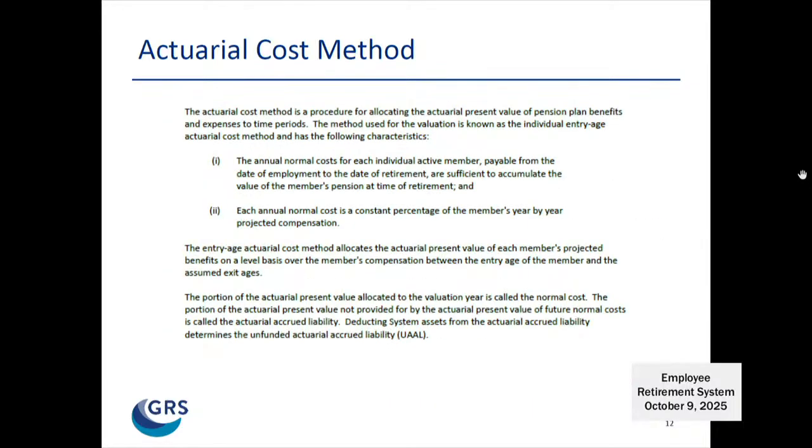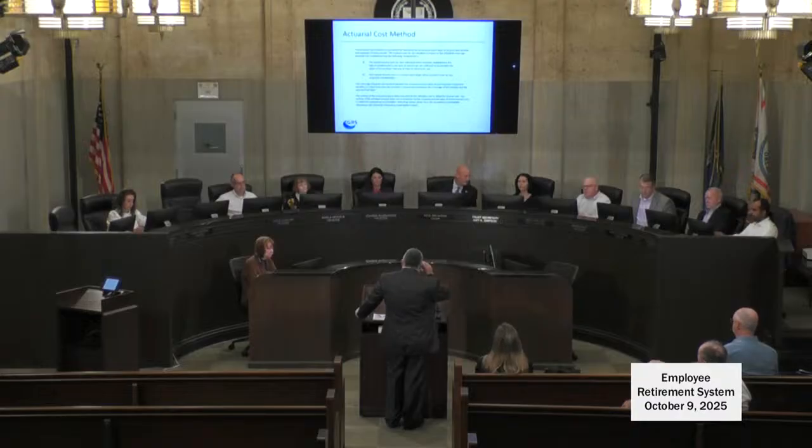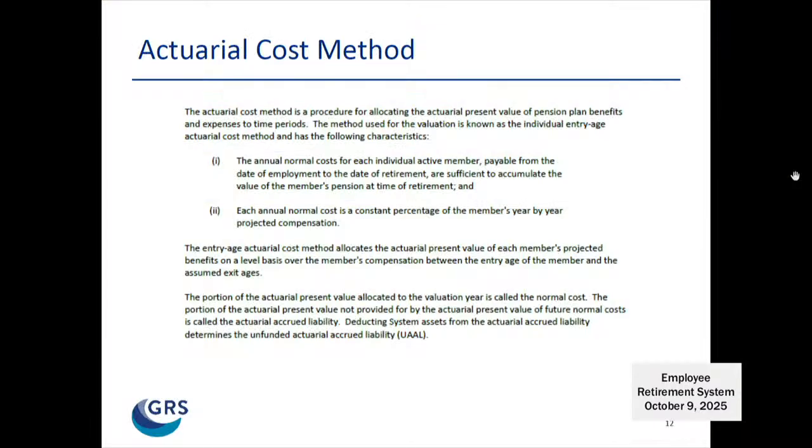Okay. And then finally, the actuarial cost method. The cost method that we use is called the entry age normal cost method. This is the cost method that is being used by the vast majority of retirement systems in the United States. And it's also the cost method that we have to use for your accounting reports as required by GASB.